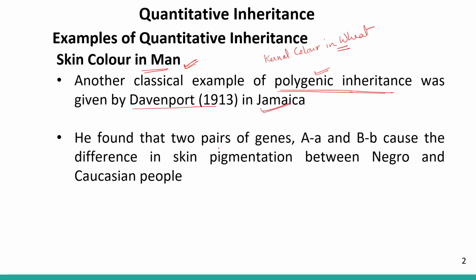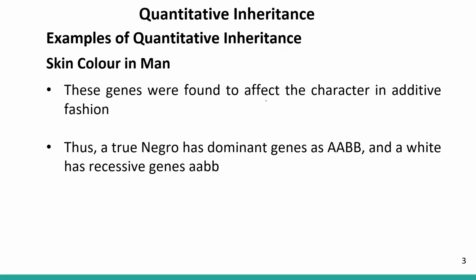So he found that two pairs of genes, that is capital A, small a, capital B, small b, cause the difference in skin pigmentation. These genotypes were present in the Negroes and Caucasian people. In the Negroes, capital A, capital B, whereas the Caucasian people have small a, small b type of genotype. These genes were found to affect the character in an additive fashion.